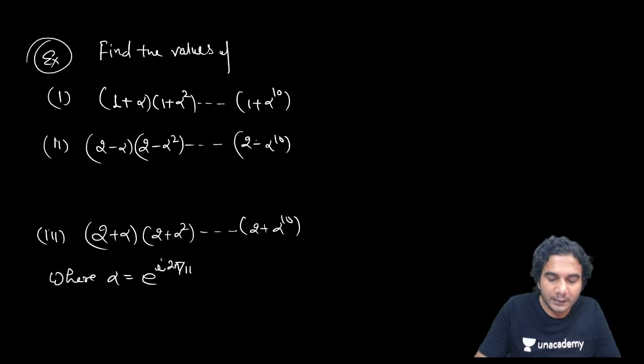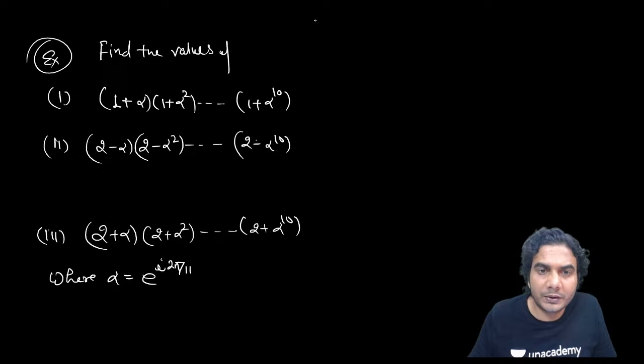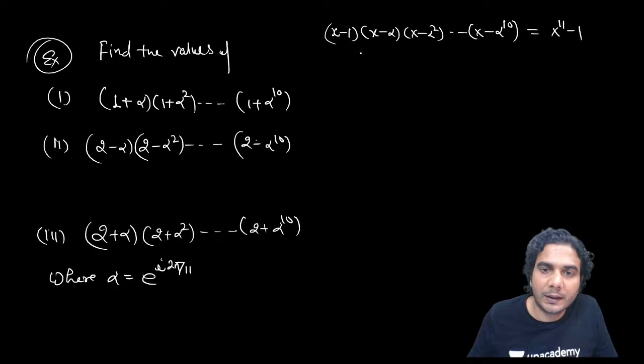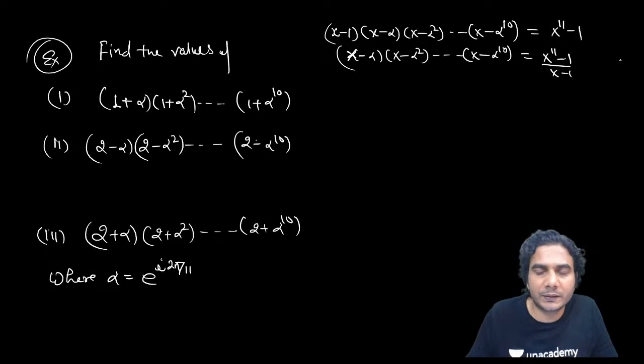All right. So let's write this relation because alpha is the 11th root of unity. So we can write x into x minus 1 into x minus alpha into x minus alpha square and so on up to x minus alpha raised to 10 will be the last, right? Is equal to x raised to 11 minus 1. And further you can write x minus alpha into x minus alpha square and so on up to x minus alpha raised to 10 can be written as x raised to 11 minus 1 upon x minus 1, or you can write x raised to 10 plus x raised to 9 and so on.